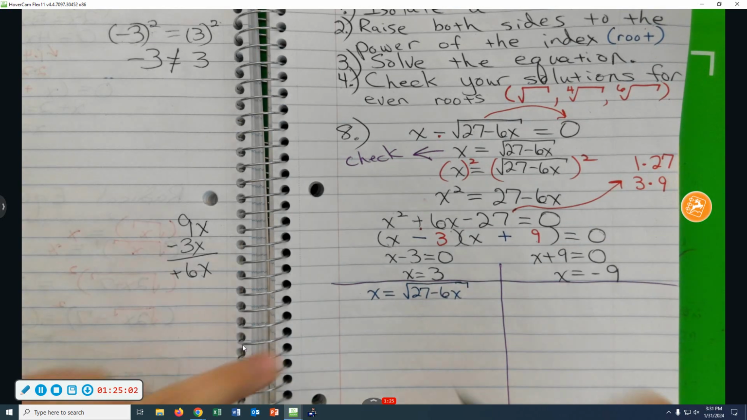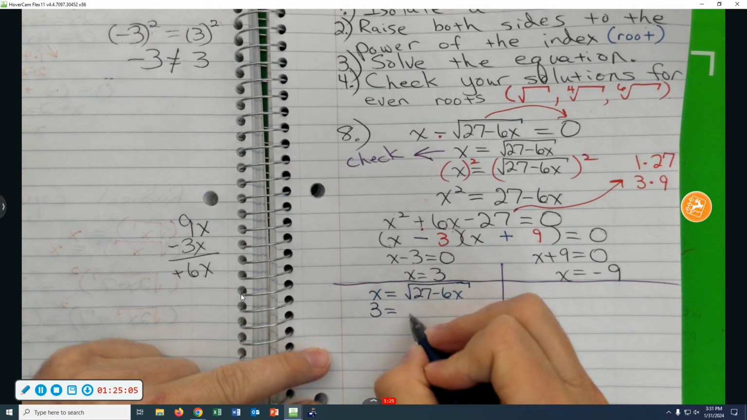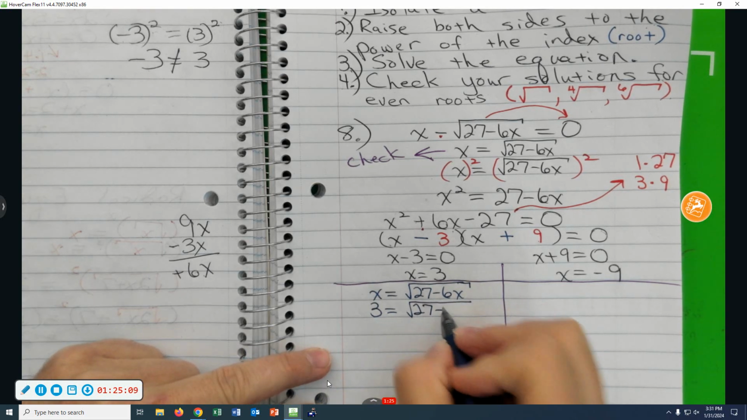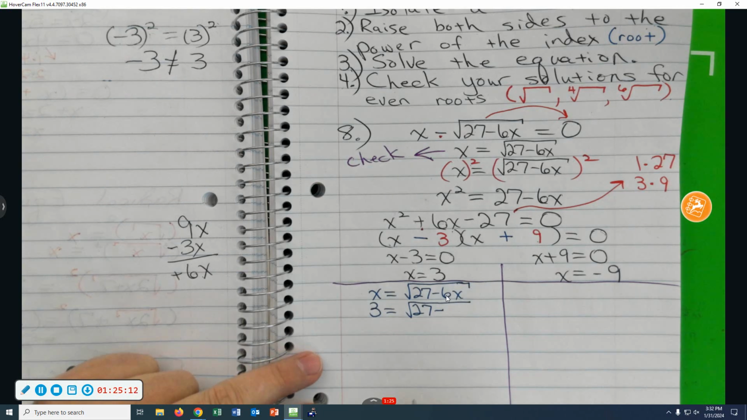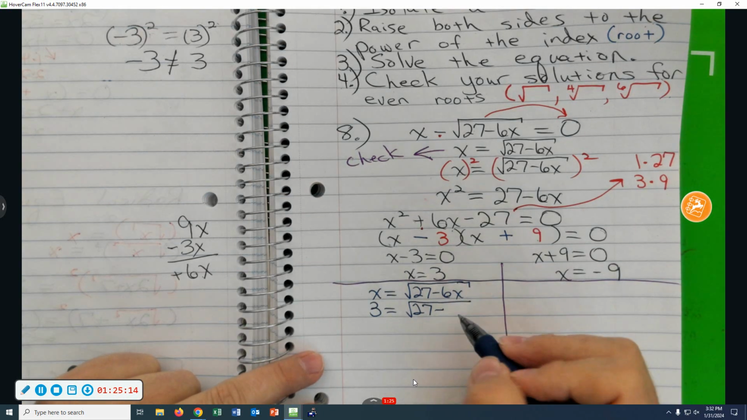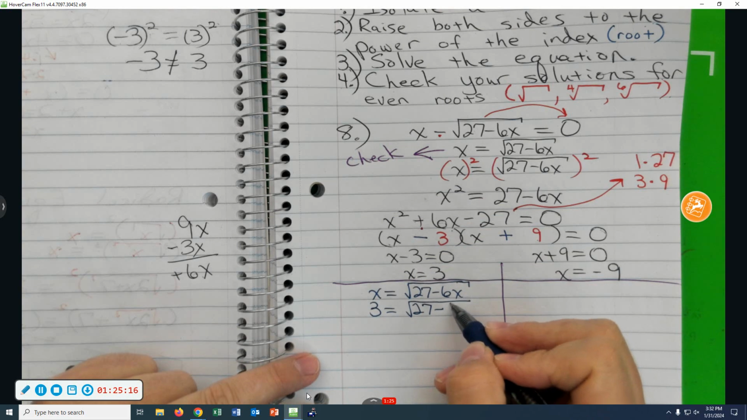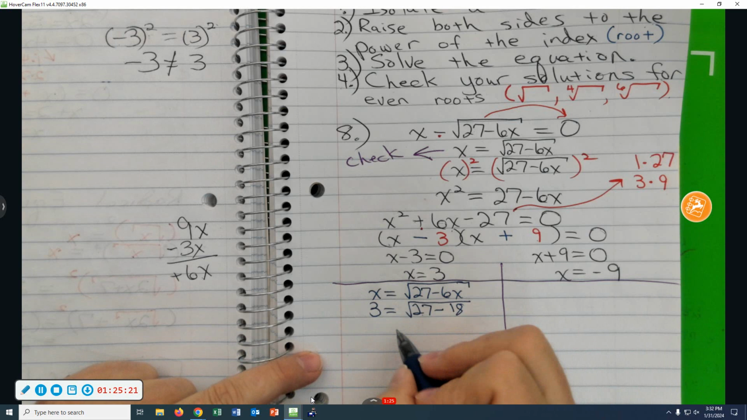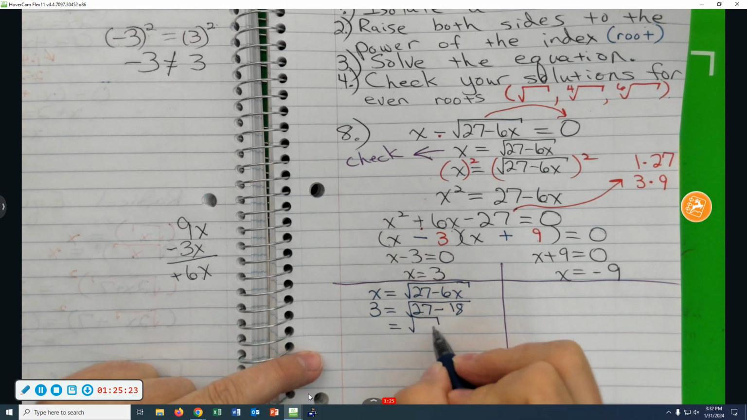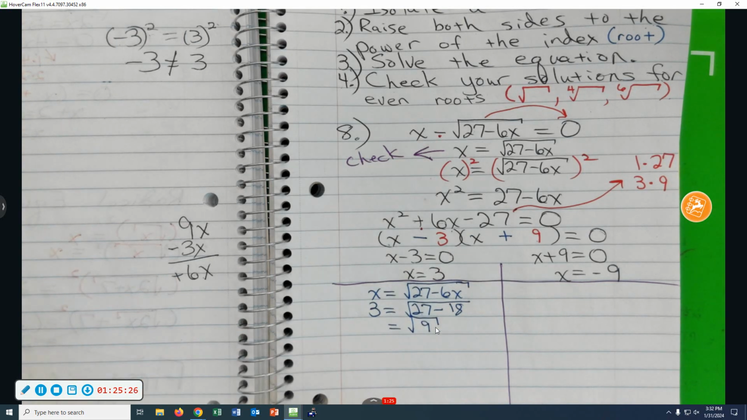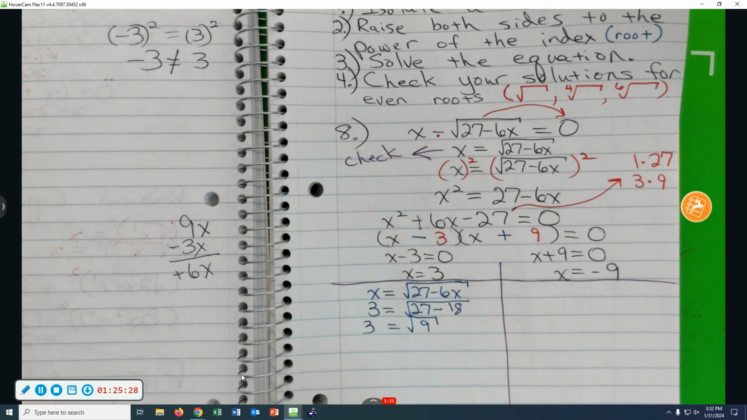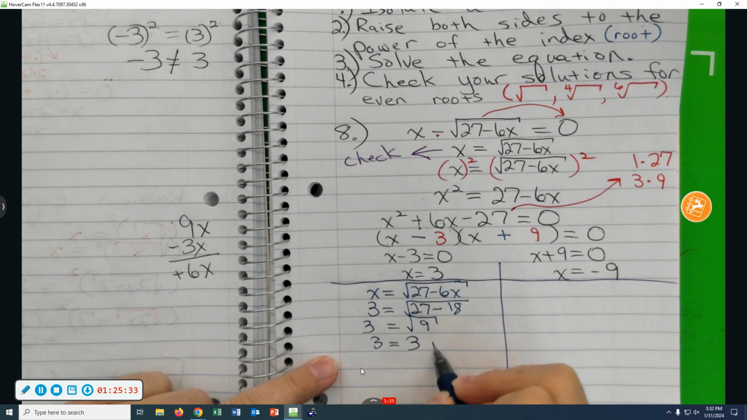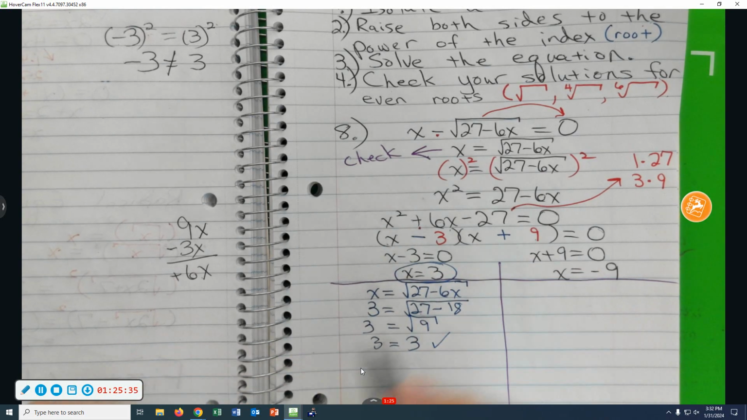Plug in 3. We get 3 equals the square root of 27 minus 6 times 3. 6 times 3 is going to give me what? 18. 27 minus 18 is 9. So we have the square root of 9 on the right-hand side. Is this a true statement? Does 3 equal 3? Yes, it does. 3 equals 3. So 3 is an acceptable solution.